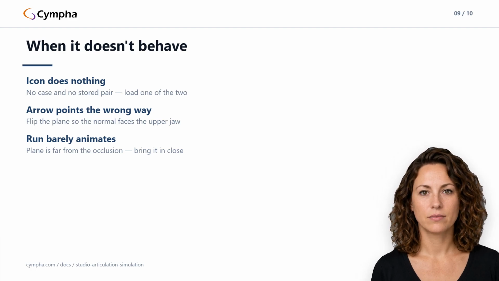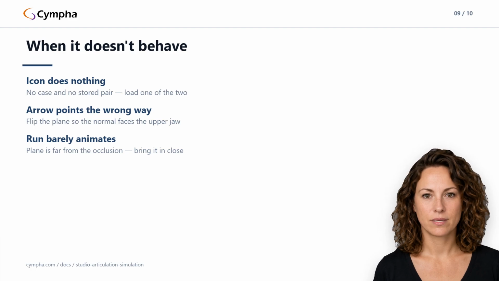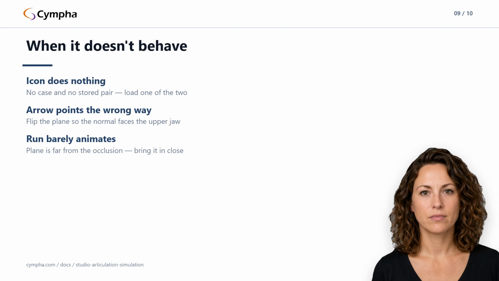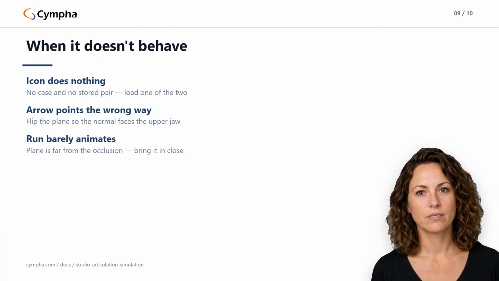And the second 3. Collision that reads enormous and constant, from the very first frame, means the 2 meshes are interpenetrating before the simulation even starts. Double-click the lower mesh and hinge it open with the gizmo until centric is clean, then run again. Articulation expects a roughly closed bite as its starting pose, not a crushed one.